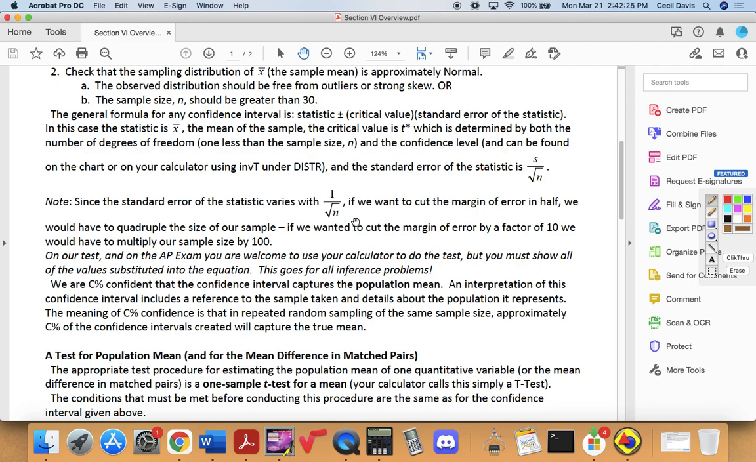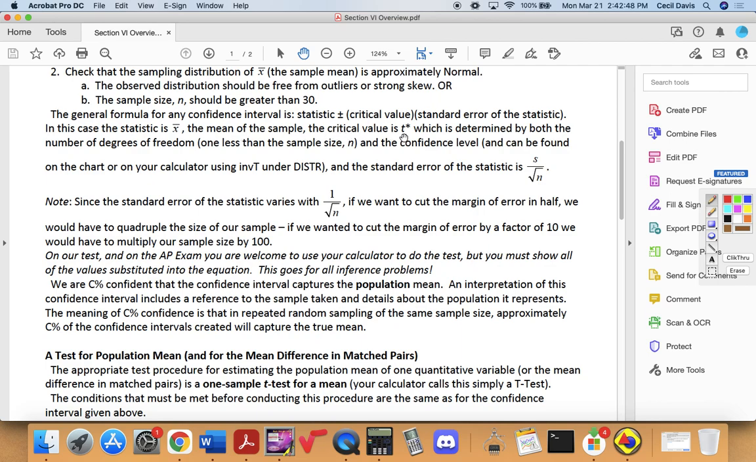All right, I give the general formula. This general formula is on your sheet. That's exactly the way it is on the sheet. The confidence interval is the statistic plus or minus the critical value times the standard error of the statistic. In this case, the statistic is x bar, the mean of the sample.